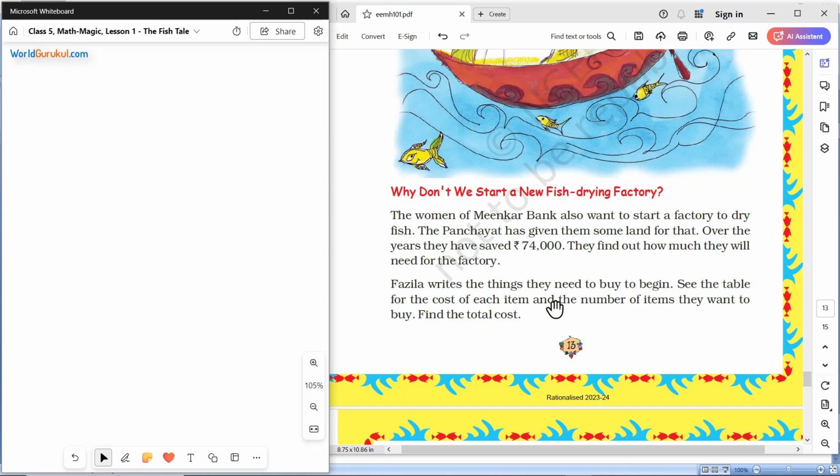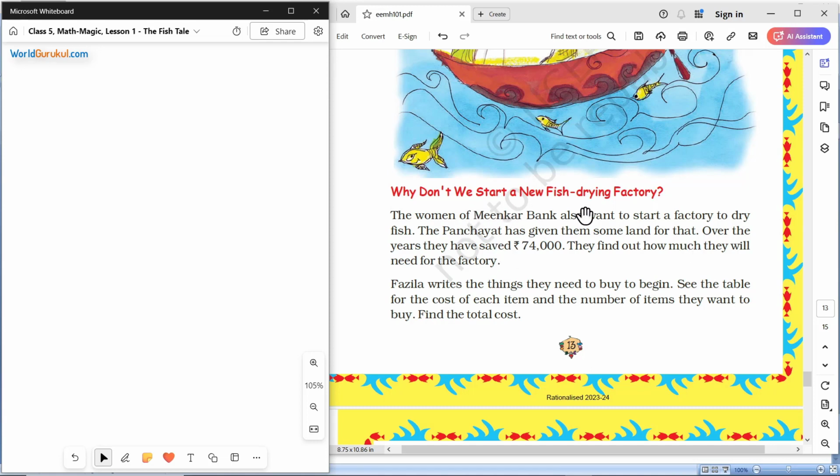Drying it can be in the sun, the seasonal. If there are rains, it's the rainy season or the winter season, you don't get that much sun to dry. So in that case, they have to use some fans, heaters, and some heating so that they can dry the fish easily and quickly. So they went to the panchayat and asked for some land. To set up any factory, you need some land, right? They got it. They have the Mainkar bank, right?